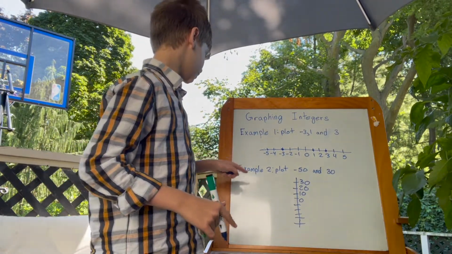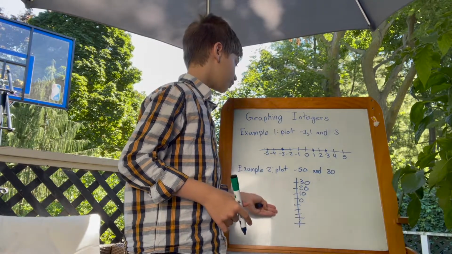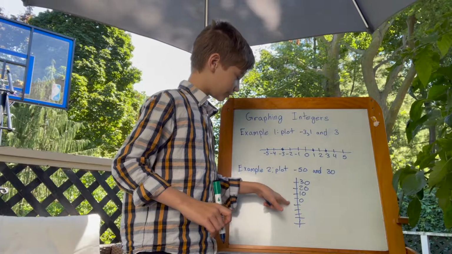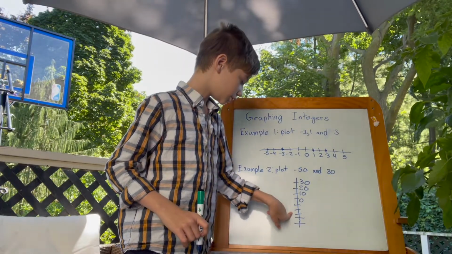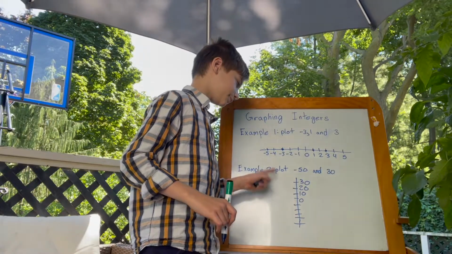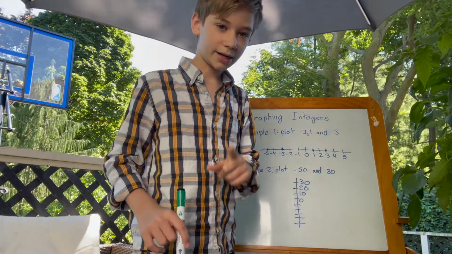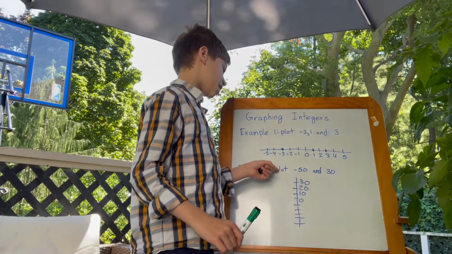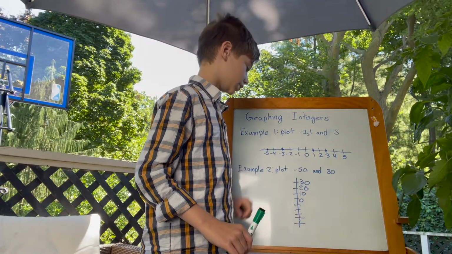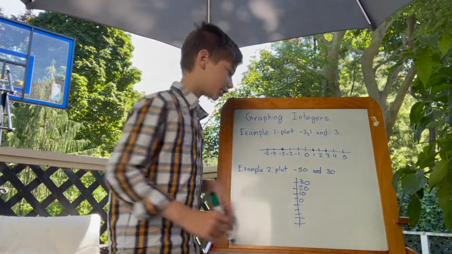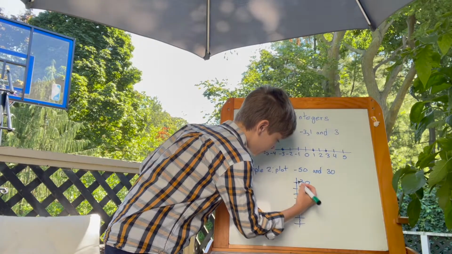And here we have a vertical number line. If you do notice, you can see that we have blank spots here, and I'll talk about that in a moment. But let me first read the question. We need to plot -50 and 30. Right off the bat, we know that 30 is right here, so we just put our dot there.